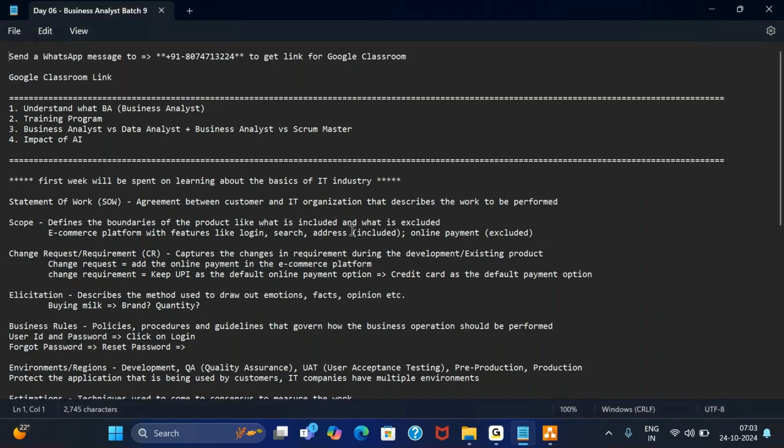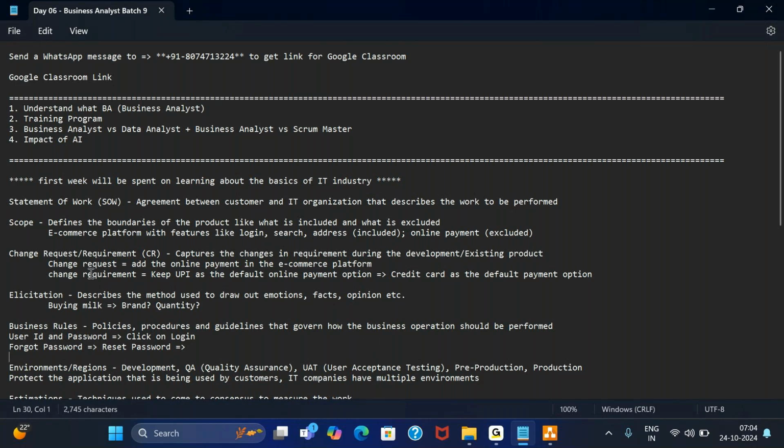Hey, so yesterday we looked at some of the commonly used terms in the IT industry. Things like scope, change request, who is an SME, stakeholder, environment, regions, elicitation. What we said is, whatever terms we are discussing, we are discussing them because these are what we'll be using in our upcoming classes as well. And these terms alone will actually help us build good habits for preparing for the interviews.